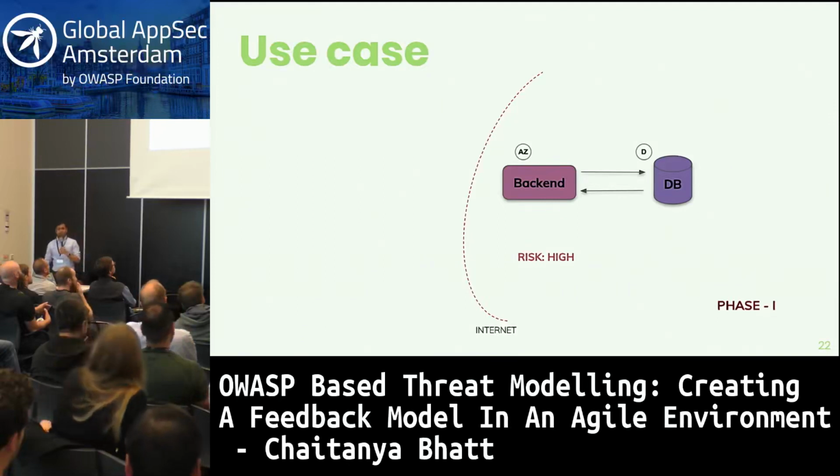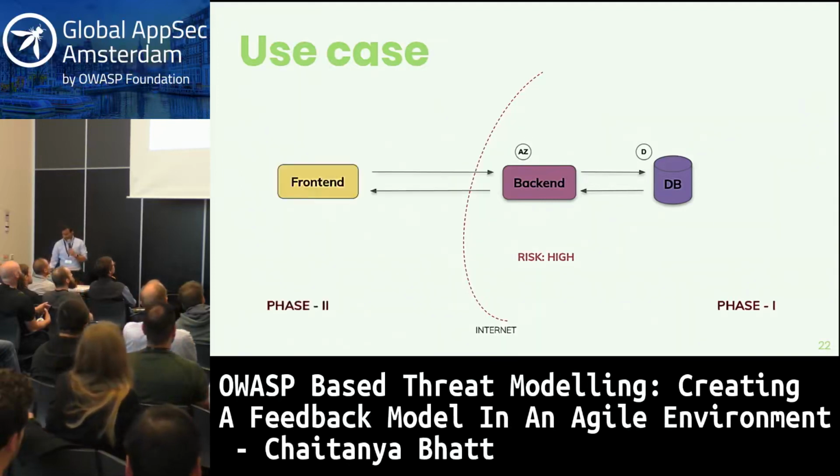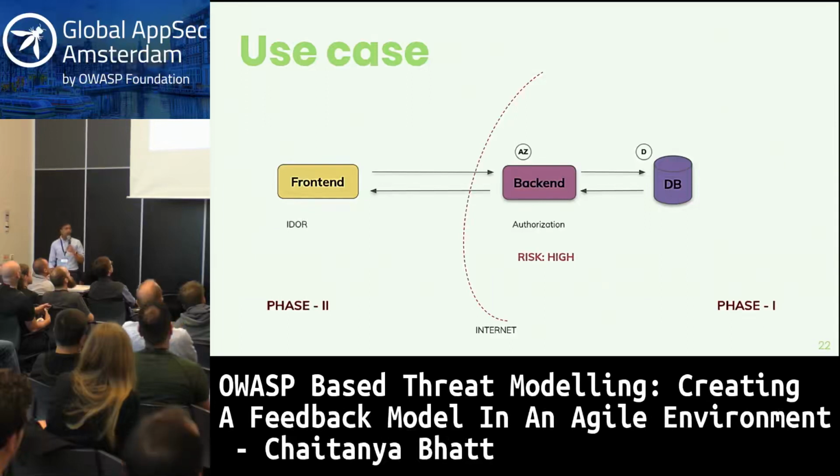Second sprint, phase 2 of Agile. Now, there is a front-end system which is going to consume this back-end service. Now, if you think about it, there was already a residual risk of authorization, which was categorized as risk high. This had authorization, and now we have insecure direct object reference in the front end. Do you still feel the risk is high? It is critical. It is critical.